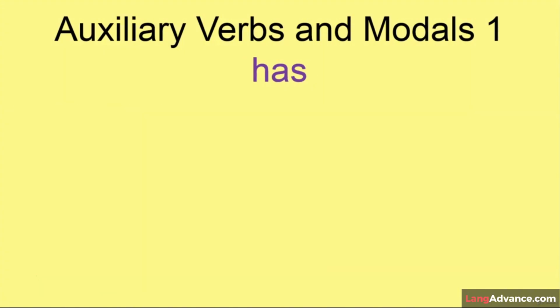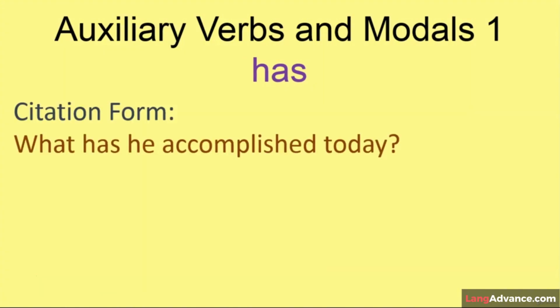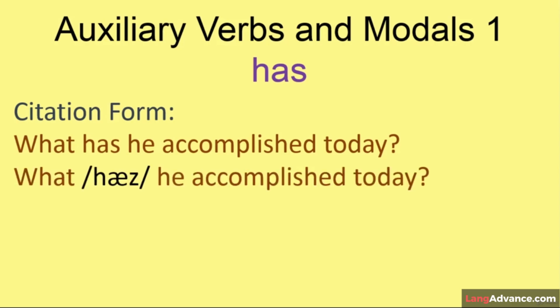Now let's look at the word has. We have the sentence, what has he accomplished today? Repeat after me. What has he accomplished today? The word has in IPA format looks like this, with the letter H, the symbol that sounds like a, and z, has.